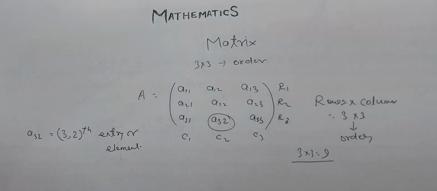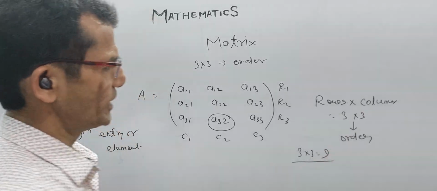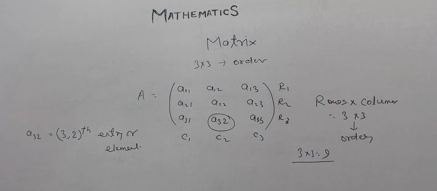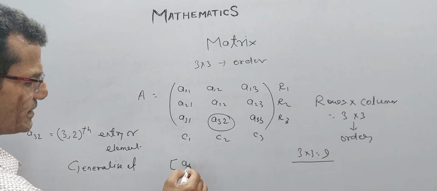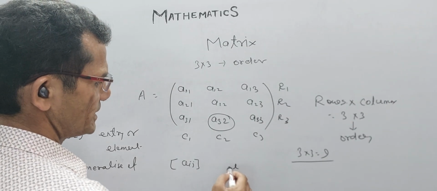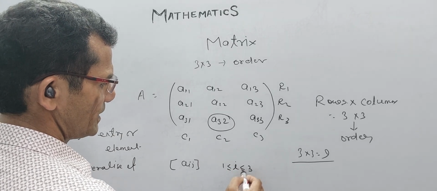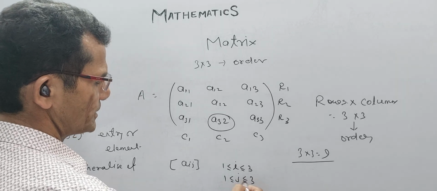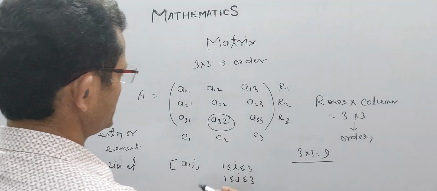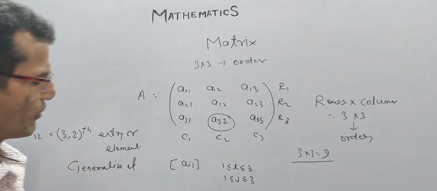Any type of order could be there. So maybe there are different numbers of rows and columns. So let us start. Now here we generalize this information in a generalized format: square bracket, ijth element. Here i goes from number 1 to 3, and j goes from 1 to 3. So it means that i represents the number of rows, there are 3 rows, and j represents columns, there are 1, 2, and 3, so 3 columns.